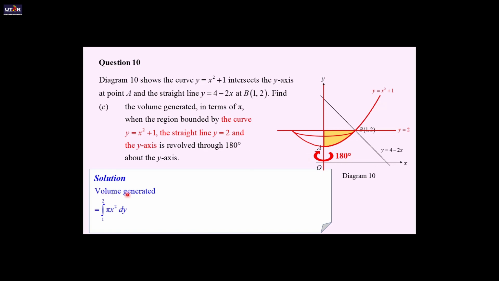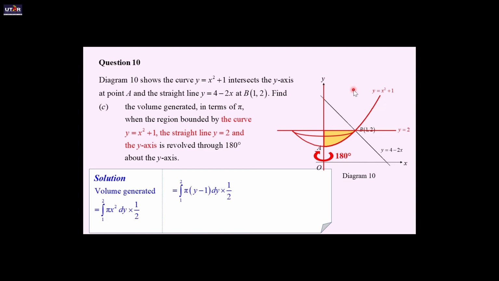When we find the volume generated, we know that this is the integral of pi x squared with respect to y. However, we need to multiply by half, where this 1 over 2 comes from 180 degrees divided by 360 degrees. It is not a complete revolution, but just half of it. From the equation of the curve y is equal to x squared plus 1, by rearranging it, you will obtain x squared is equal to y minus 1.